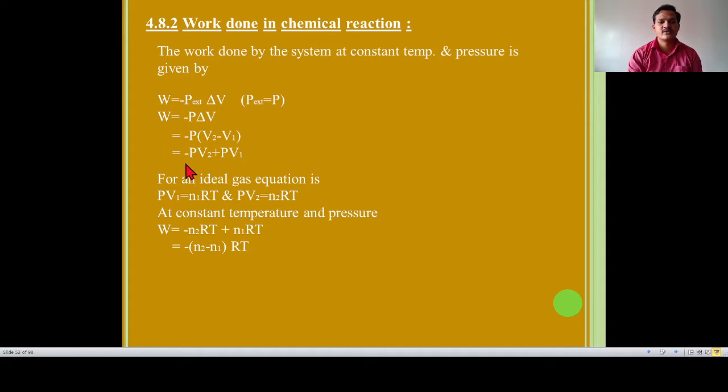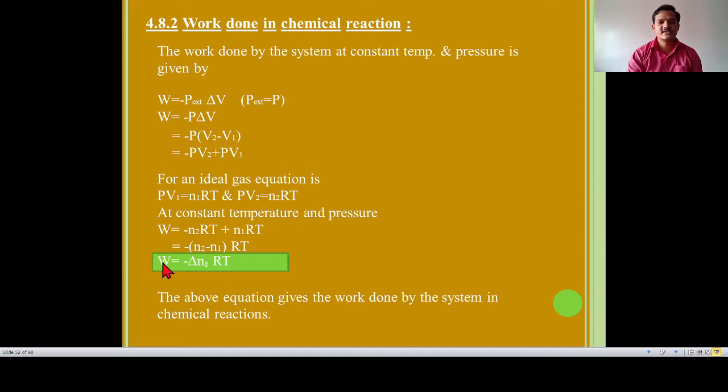Then we get W is equal to minus, the sign remains as it is, the value of PV2 is equal to N2RT, plus the value of PV1 is equal to N1RT. Then simplify: minus in bracket N2 minus N1, RT is common. N2 minus N1 is delta Ng, that is number of moles of gaseous product minus number of moles of gaseous reactant. So W is equal to minus delta Ng into RT. This is the work done by the system in the chemical reaction. So this is our first point.